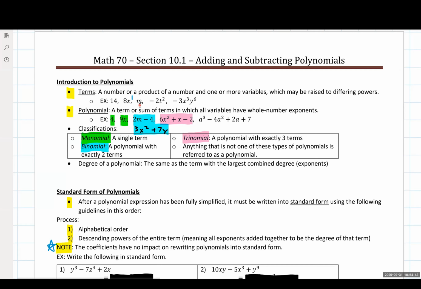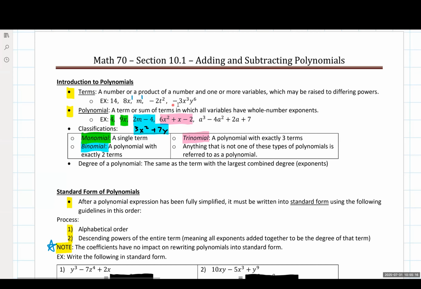The m also has nothing explicitly written there, but because there is a variable, it is also assumed to have a little invisible 1 as a degree hanging out right up there. So the degree of m would be 1. If I'm looking at negative 2t to the second power, what's the largest combined exponent that I'm seeing here? Well, I have t to the second power. So the degree of this term is going to be 2.